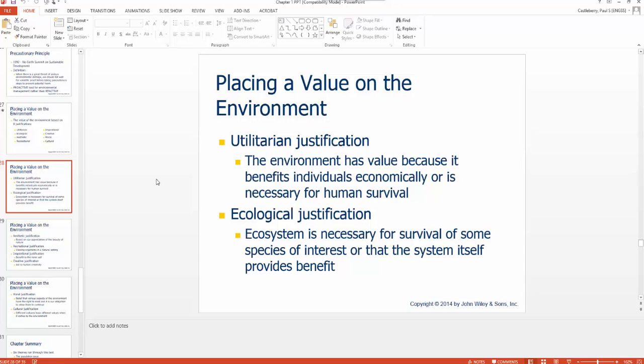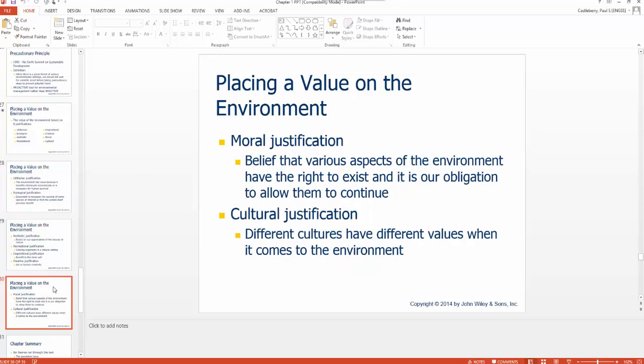In terms of an ecological value, we can think of it in terms of life support functions for ecosystems, the water quality benefits that derive from ecosystems, and so on. In terms of moral justification, it basically refers to the rights of all living things to exist. And in terms of cultural values, they're the support provided by ecosystems to unique and valuable cultures, such as the Cajun culture down in Louisiana is one example.